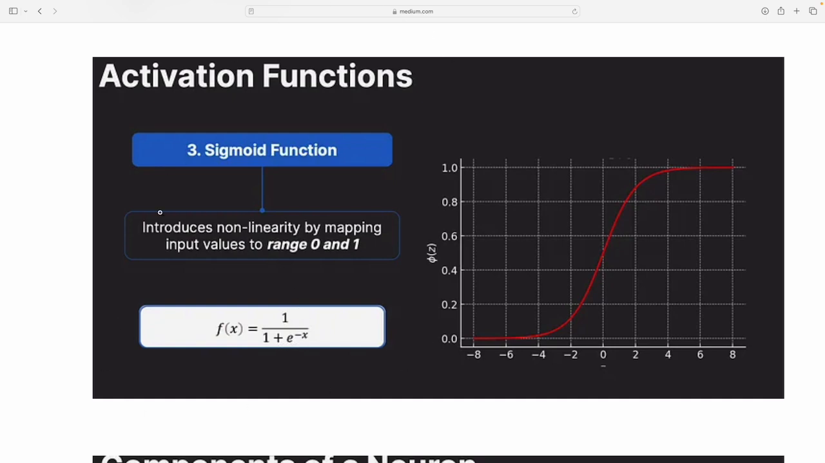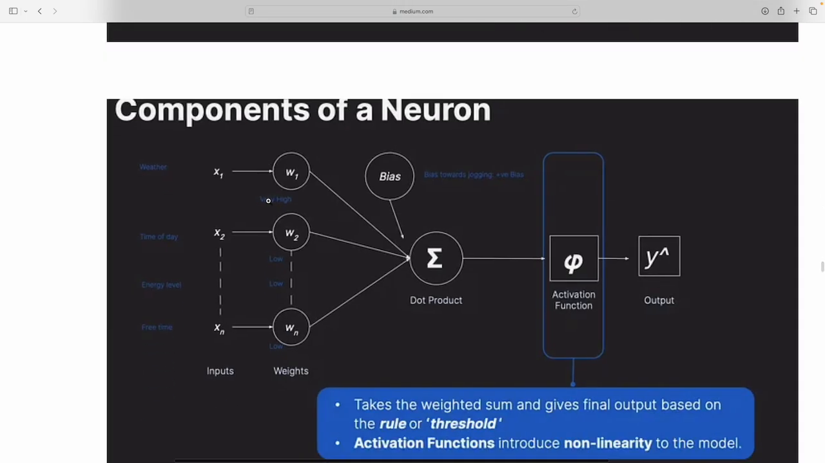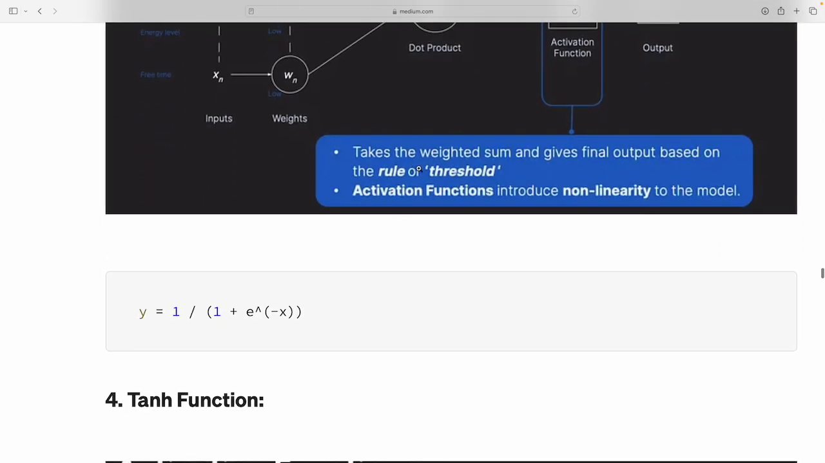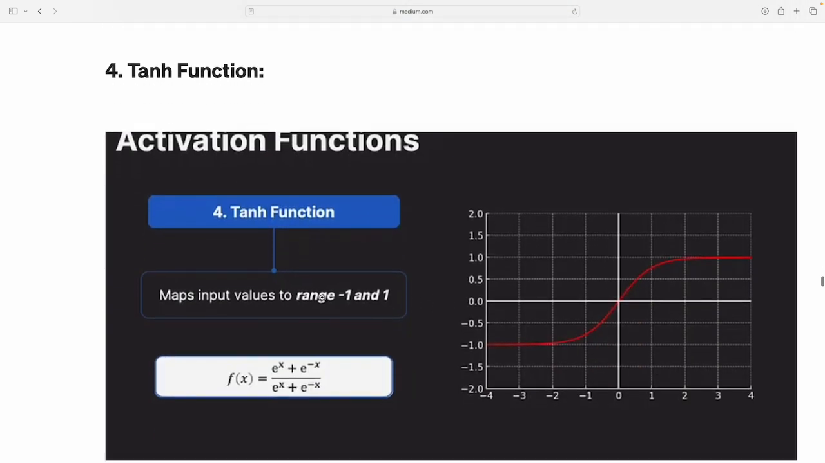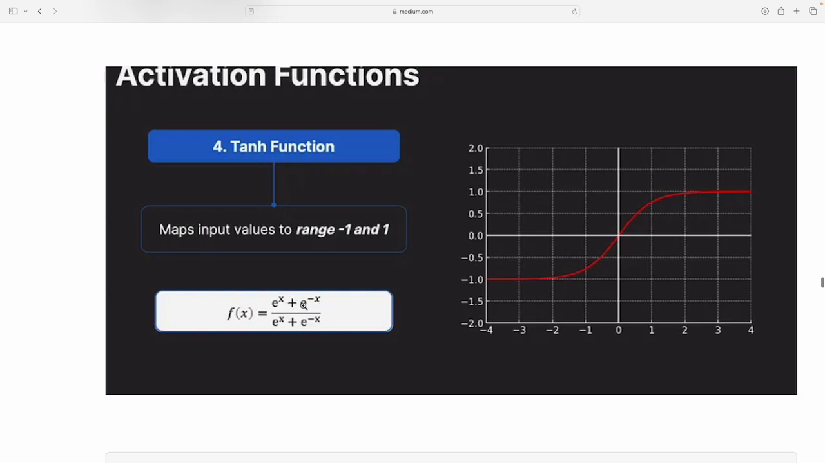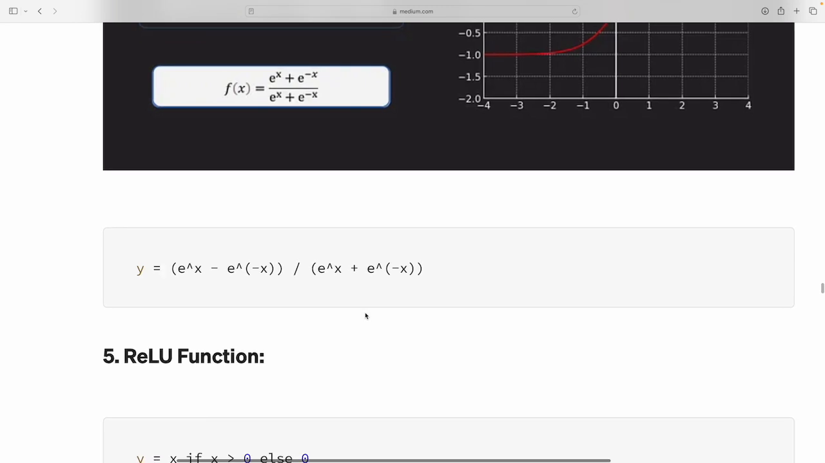I usually learned a lot about this in my engineering classes and in my 12th. So this is the sigmoid. It introduces non-linearity by mapping values between 0 and 1. So you see the value is between 0 and 1 and then this function is activated. So this is y equals 1 divided by 1 plus e power minus x. Tanh means the value is between minus 1 and 1: e power x minus e power minus x, divided by e power x plus e power minus x. This is the formula, right?